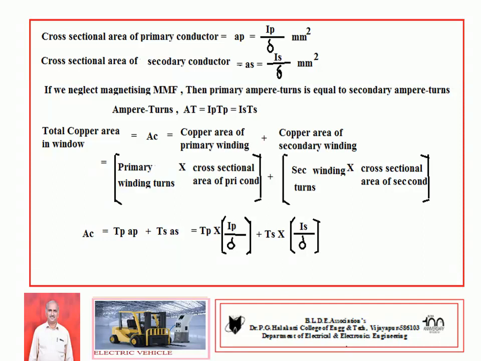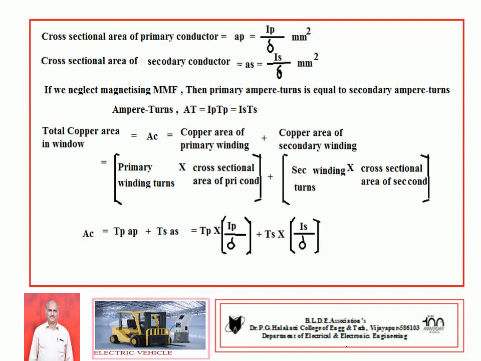Now coming to a very important point: the total copper area in the window. It is already observed from the previous figure that one window area consists of one LV winding and one HV winding. Getting the idea? Once again, one window area consists of one primary winding and one secondary winding. Hence, I have to calculate the copper area of the primary winding and the copper area of the secondary winding.